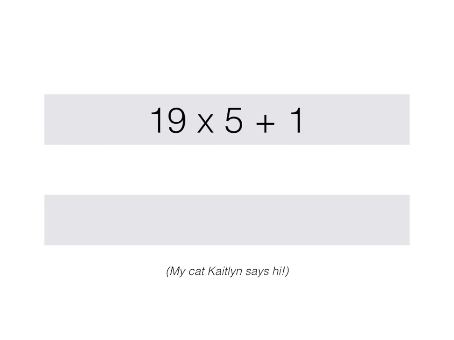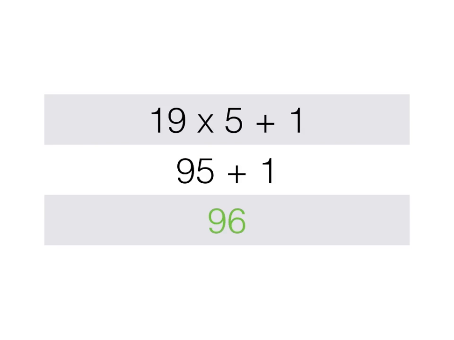You have 19 $5 bills, and you add $1 to that. So we got to see how much the 19 $5 bills are. Well, 19 times 5 is 95. 95 plus 1 is 96. You've got $96.